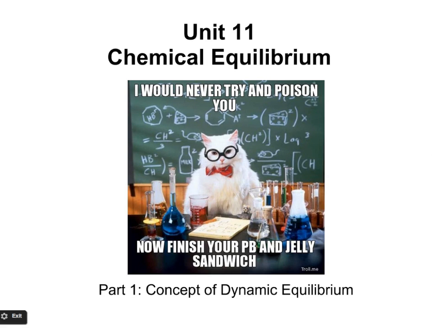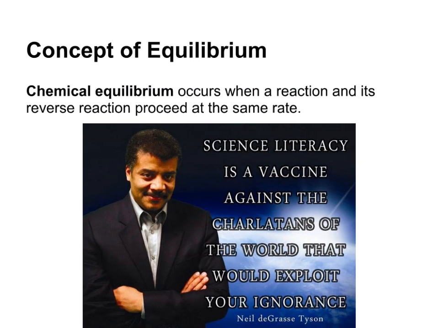Part 1 of Unit 11 is the concept of dynamic equilibrium. First off, chemical equilibrium occurs when a reaction and its reverse reaction proceed at the same rate. So the way a reaction is written, going forward, and then if you flipped it and put the products on the reactant side and had it go backwards, those reactions are happening at the same rate, forward and reverse going on at the same rate.